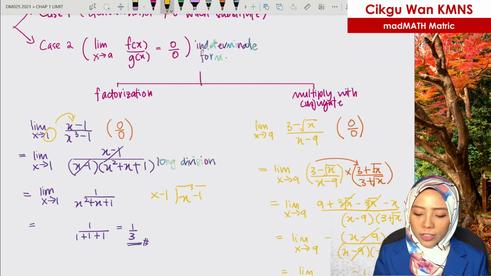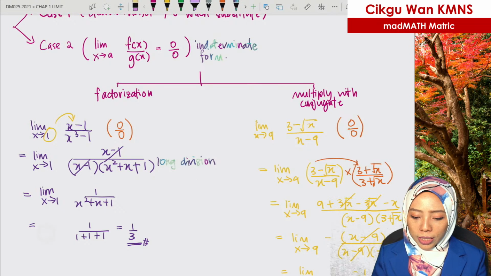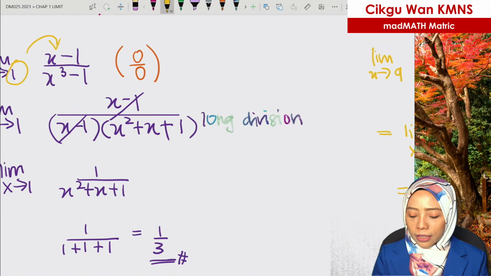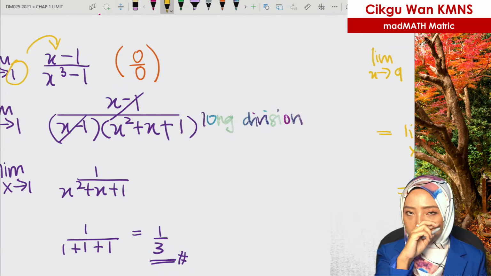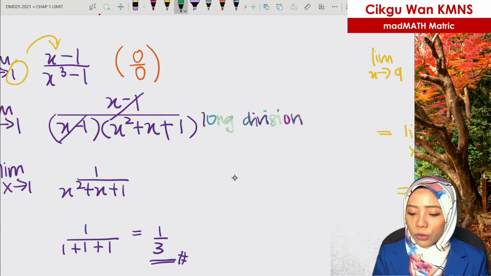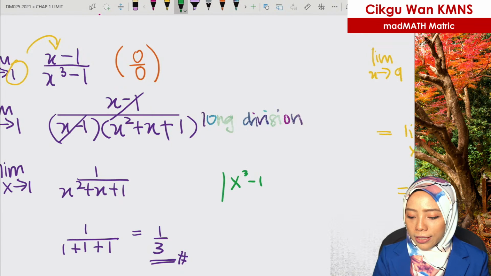Let's do a little long division. Teacher will do it below, how to get that. How are you going to get this denominator? Look, teacher makes it look easy, right? Because I already found the factor. But what you have to do is x square plus x plus 1. X cubed minus 1, factor out x minus 1.